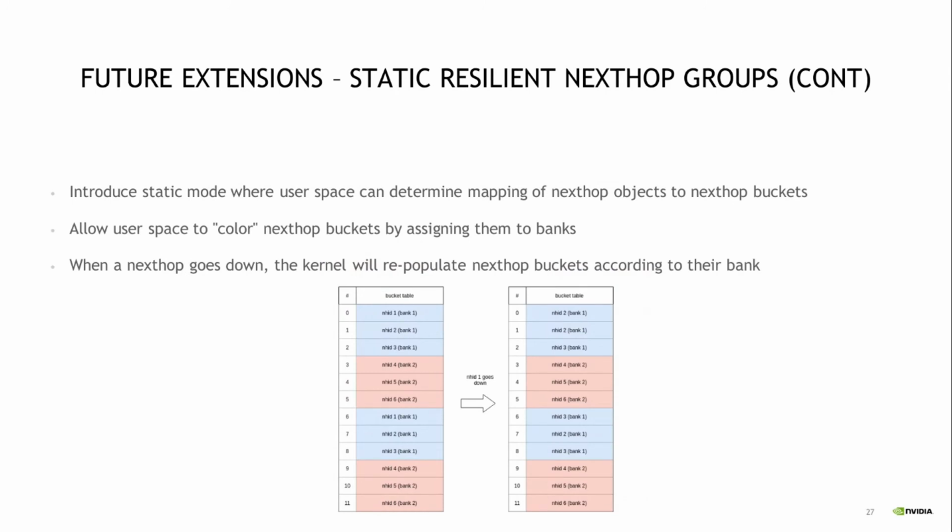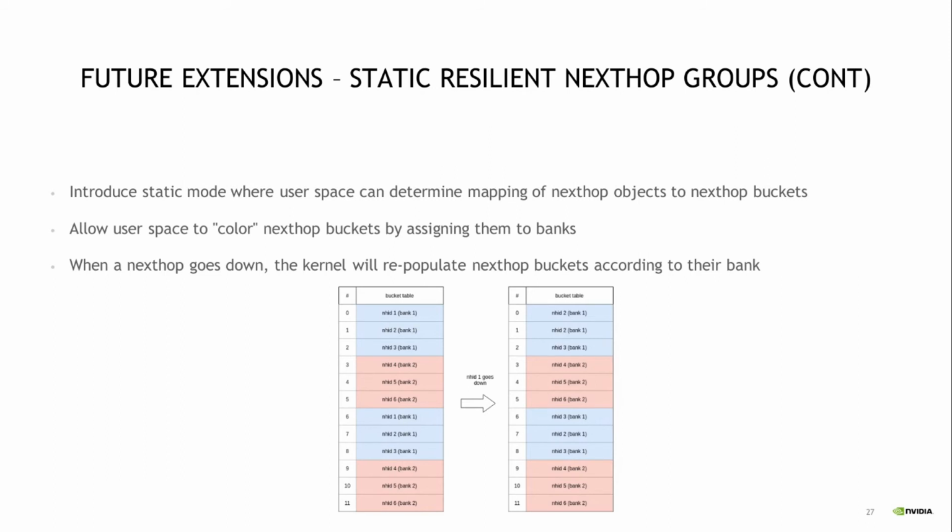So the mitigation that we propose is to add another mode for resilient NEXTHOP groups, a static mode, where user space can determine the mapping between NEXTHOP objects to NEXTHOP buckets. And we allow user space to color different buckets by assigning them to banks. And when a NEXTHOP goes down, the kernel will only repopulate the NEXTHOP buckets according to their bank.